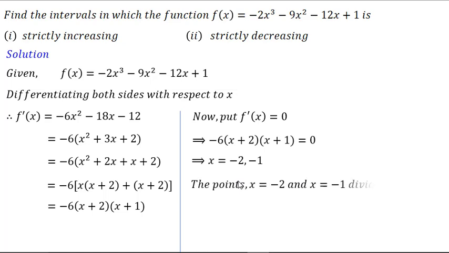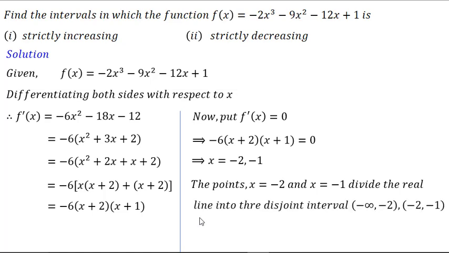So I will say that the points x equal to minus 2 and x equal to minus 1 divide the real line into 3 disjoint intervals, that is, minus infinity to minus 2, minus 2 to minus 1, and minus 1 to infinity. So here you are getting two critical points, minus 2 and minus 1. These divide the number line into 3 parts. One is from minus infinity to minus 2, second is from minus 2 to minus 1, and third is from minus 1 to infinity.